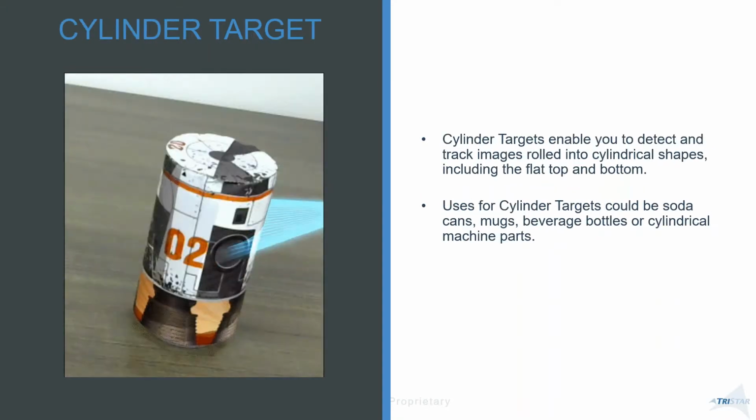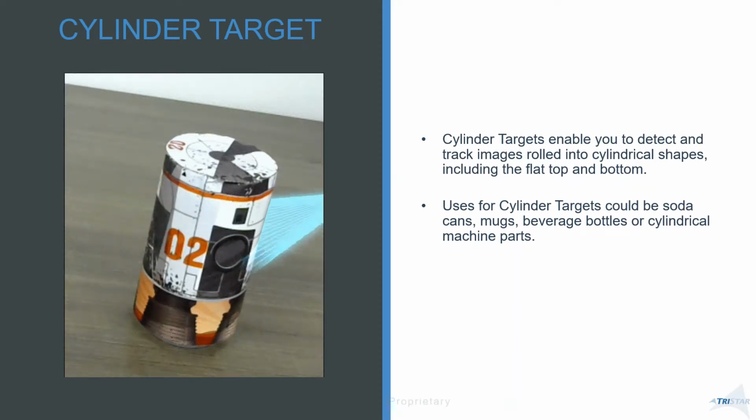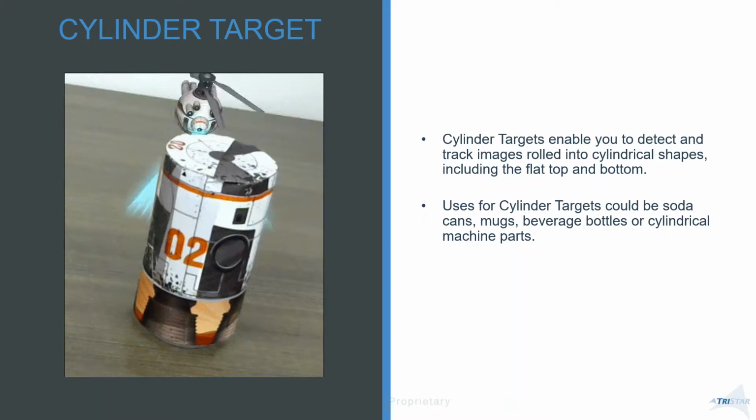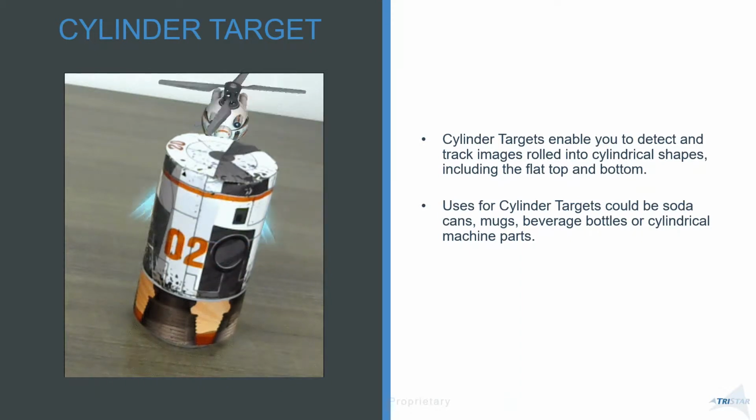Cylinder targets, so you can scan a cylindrical shape, and you can also use the top and the bottom surfaces of this cylindrical shape. Those surfaces can also be leveraged, right? And again, as you scan that shape, it'll load that experience for you. Soda cans, mugs, beverage bottles, or anything that's cylindrical, machine parts could be used as well.